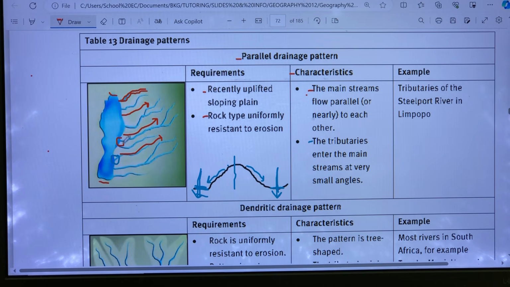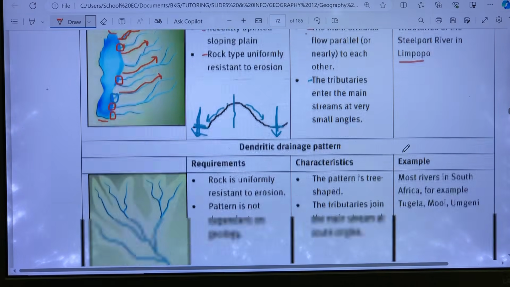The tributaries in a parallel drainage pattern join the mainstream at very, very small angles. As you can see, the angles at which the tributaries join the mainstream are not wide, okay? An example of this is the tributaries of the Steelport River in Limpopo. You can also have your own examples, okay?